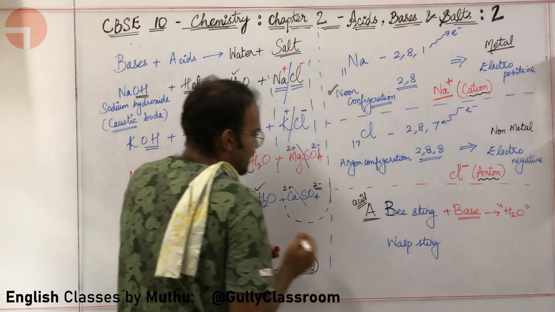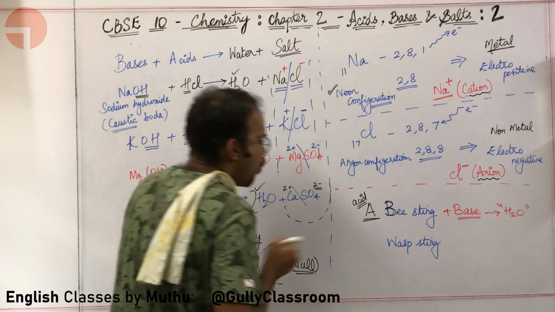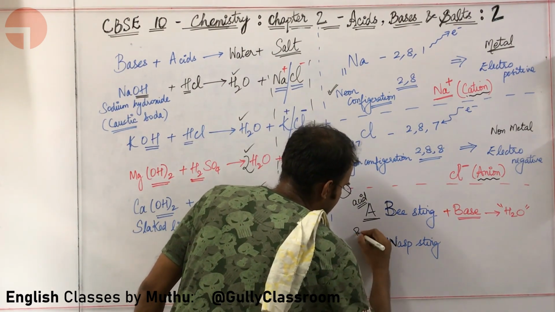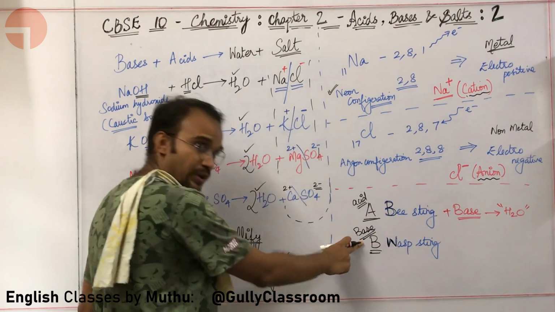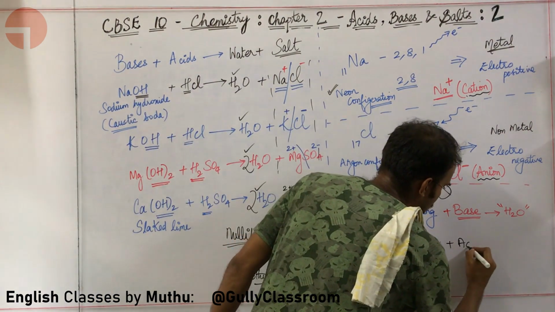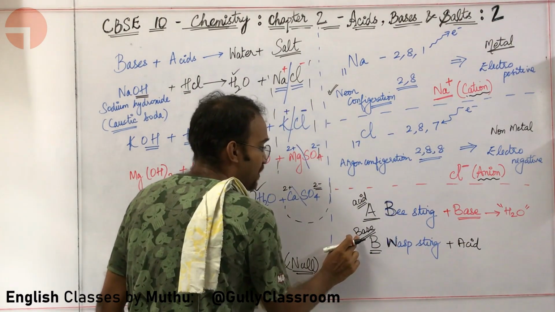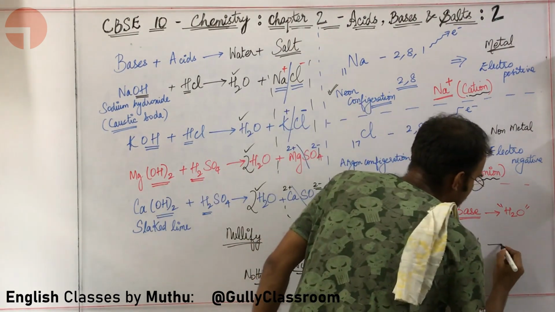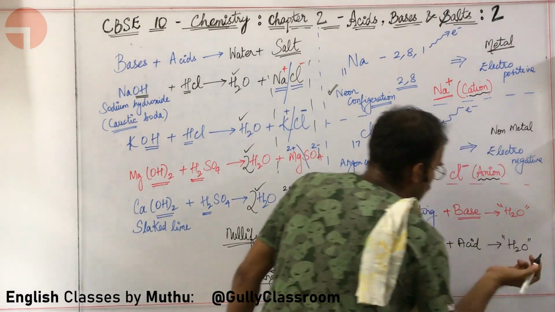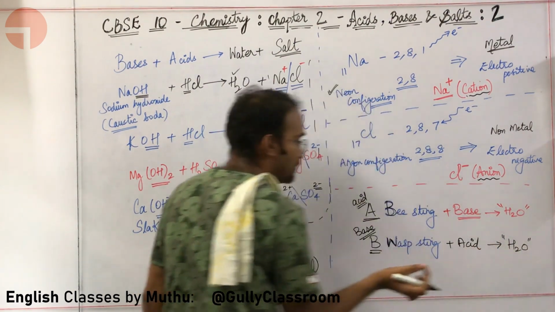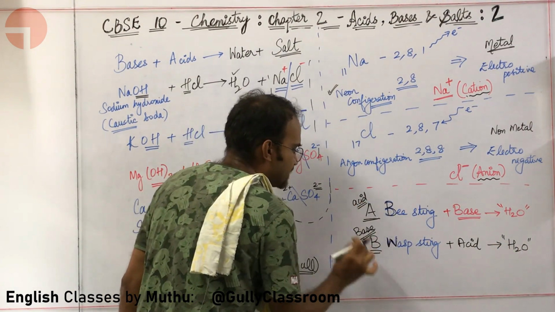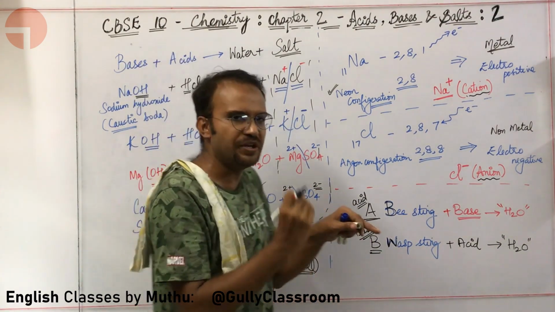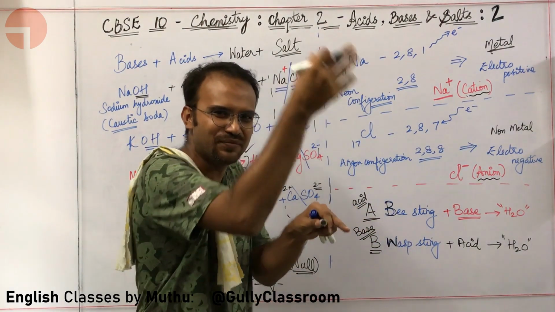In a similar way, let me do a very fast recollection. Wasp sting contains a base. So in order to neutralize this base, what are you going to do? You will simply add an acid. The base from the wasp sting and the acid that you have just added will combine together to form water, and once the basic poison from the wasp sting has been neutralized, you will be relieved of the pain.